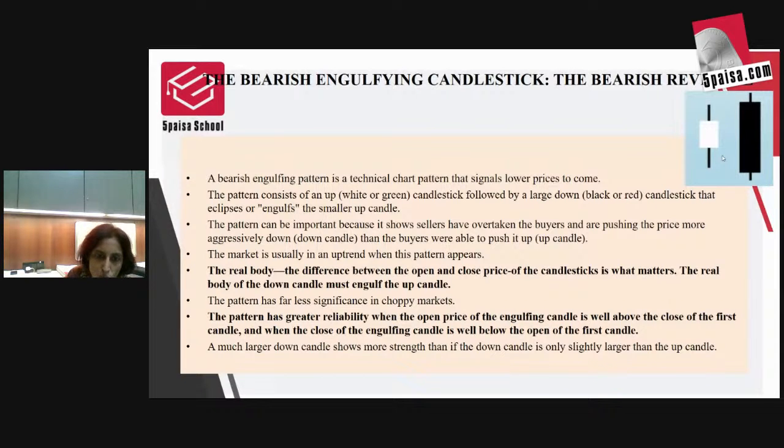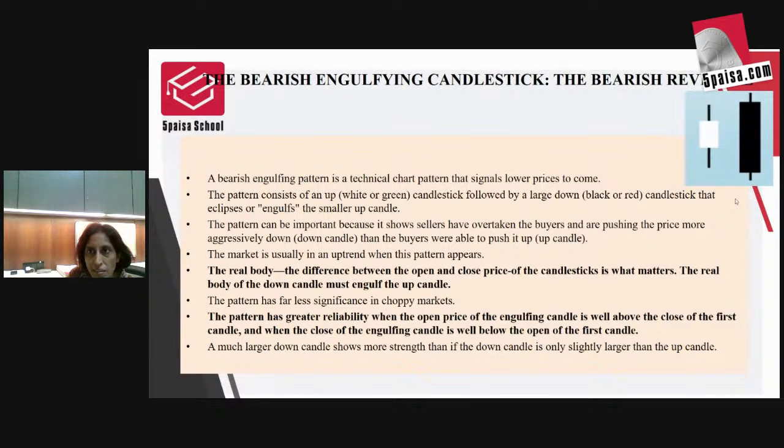Now, a much larger down candle, so the bigger the real body, strengthens the fact that from here on there is likely going to be a bearish reversal, and the prices are going to move down. A much larger down candle shows more strength than if the down candle is only slightly larger than the up candle. So this was about the bearish engulfing candlestick.